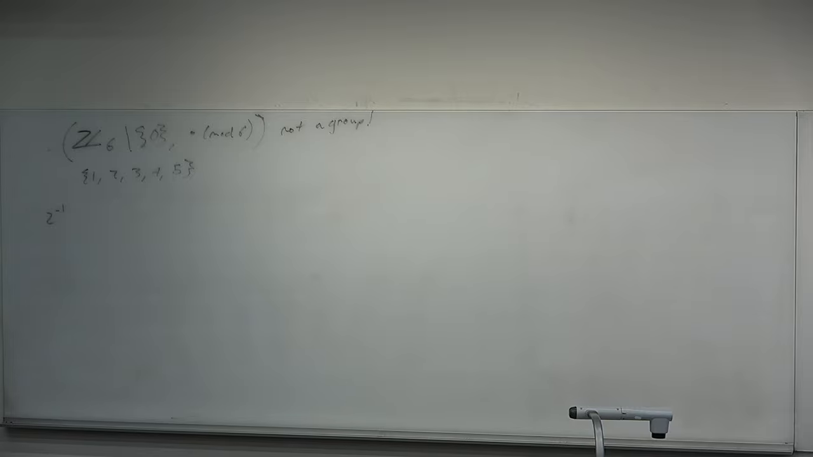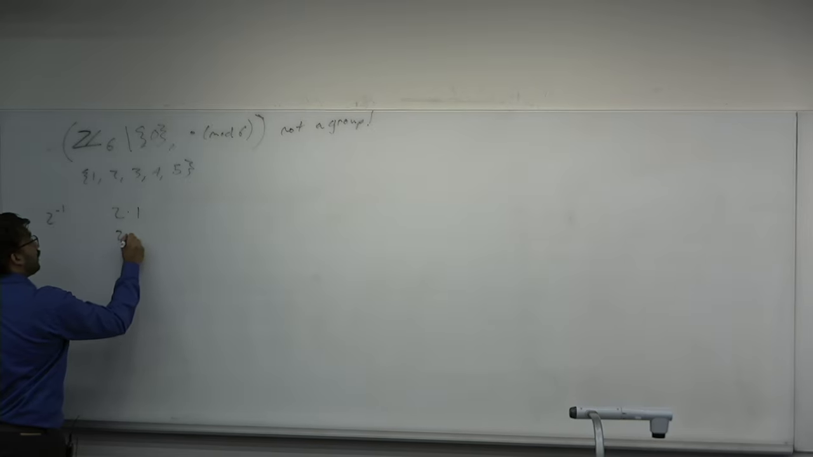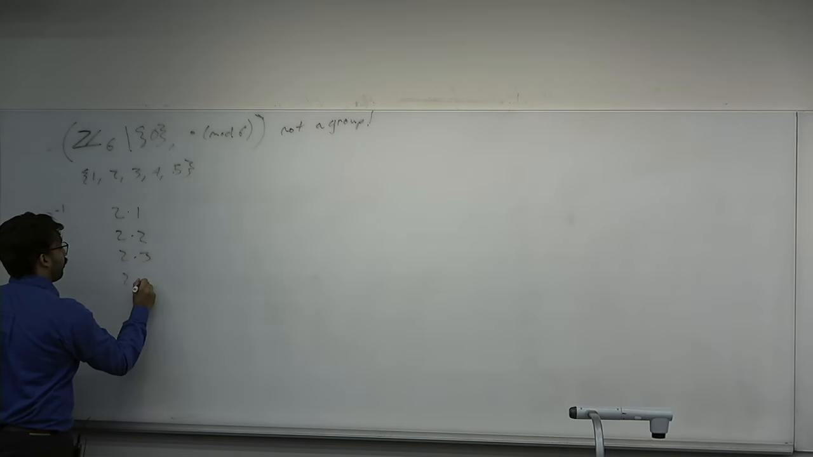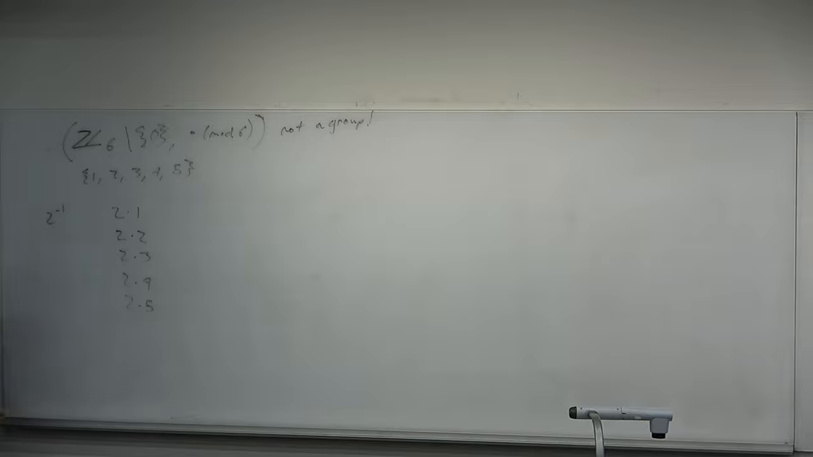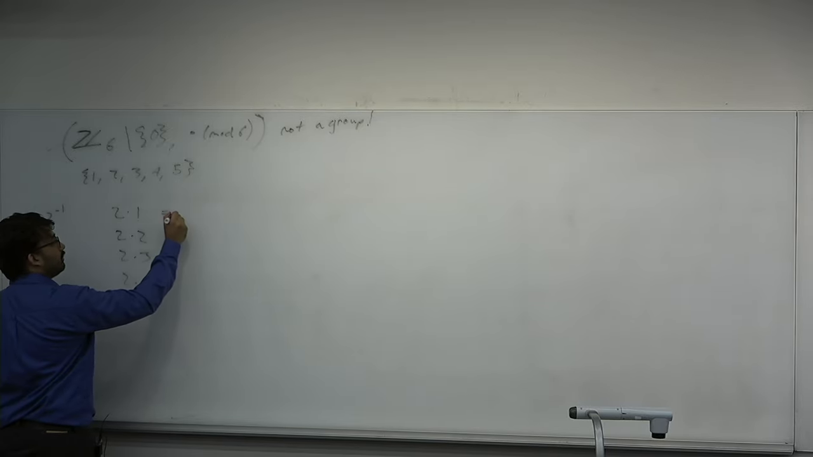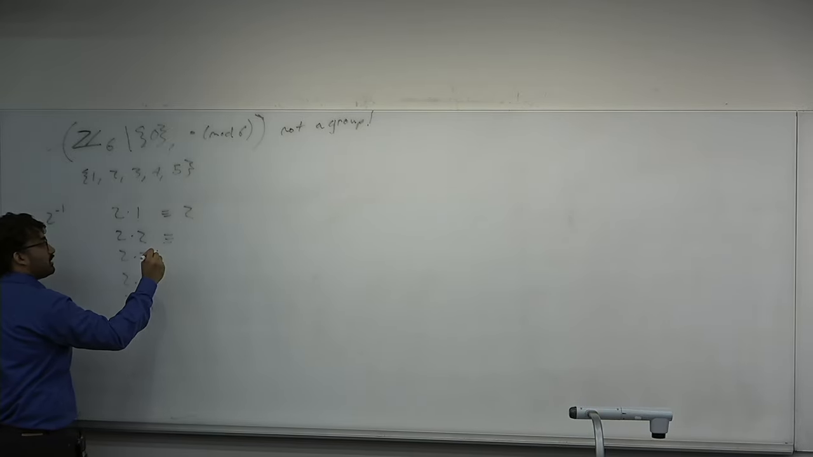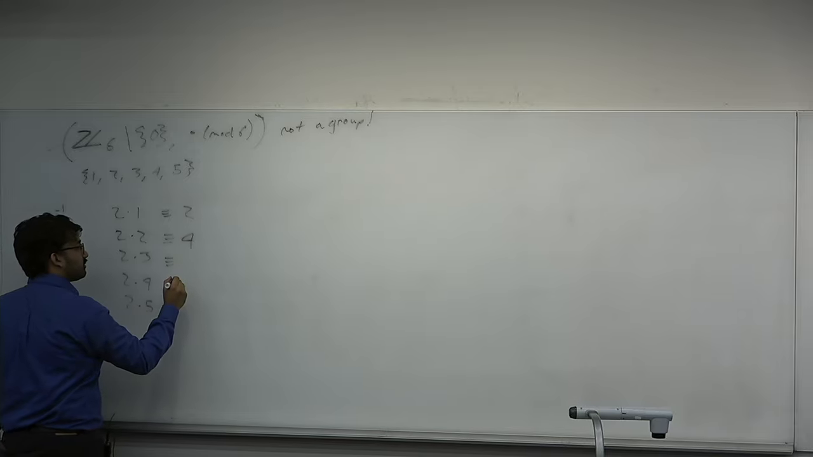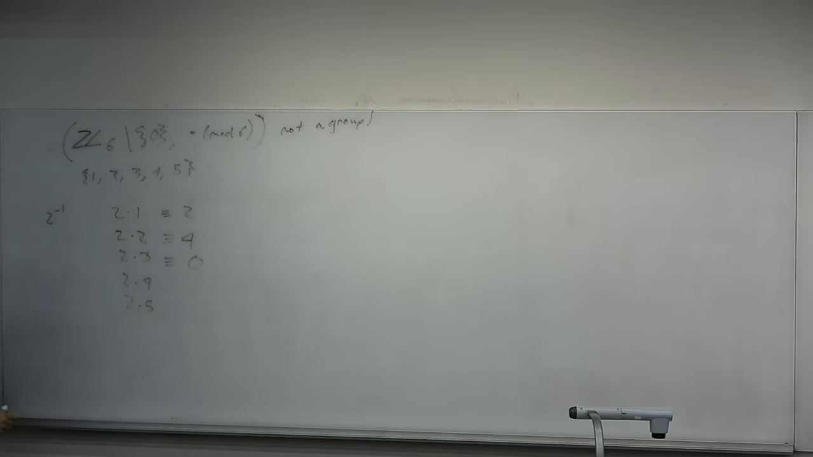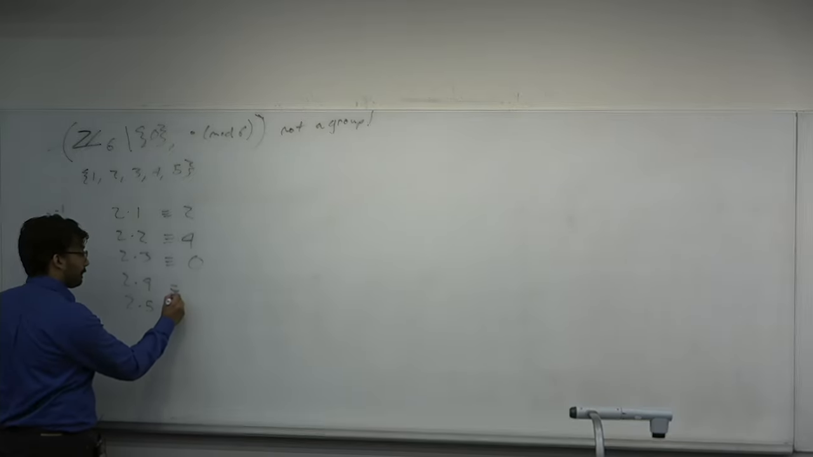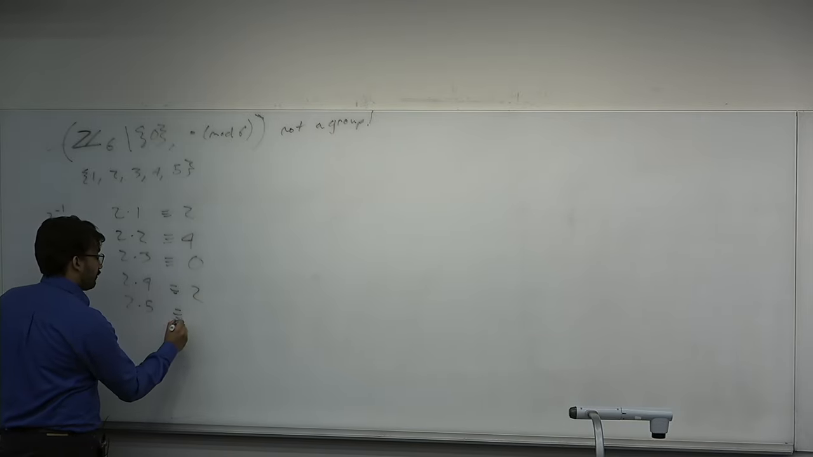Let's just manually compute 2 times everything and see what happens. We get 2 times 1, 2 times 2, 2 times 3, 2 times 4, and 2 times 5. 2 times 1 mod 6 is what? 2 times 2 mod 6 is what? 2 times 3 mod 6 is what? 0 is not an element of the group. So already, actually, we don't even have closure. 0 is not defined here. So, well, that's bad. So that's not a group. What is 2 times 4? What is 2 times 5?